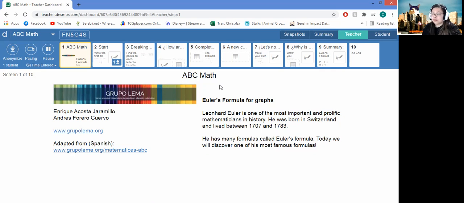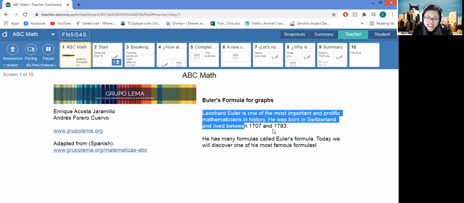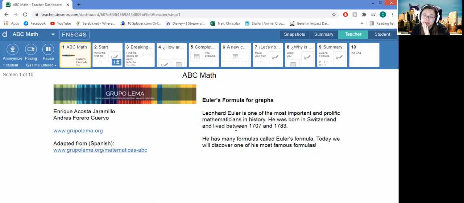So hello class, welcome. Today we're going to be learning about ABC math and about Euler's formula. And then here you would probably ask students, have you heard about Euler's formula? No, I have not. Okay, perfect. And then if you want, you can have them read here and talk about Euler. He's a mathematician, and he created this formula and it's kind of cool. And that's what we're going to be learning about today.